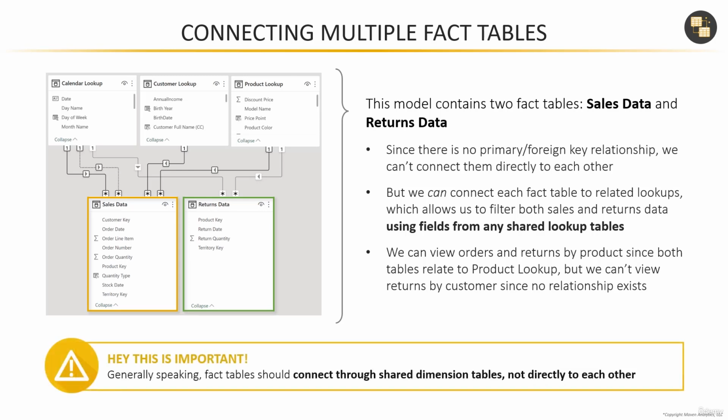But the key takeaway, the most important point, is that generally speaking, fact tables should connect through shared dimension tables, not directly to one another. So with that, let's jump into Power BI. Let's open up our AdventureWorks report. We're going to load in this returns data fact table and create the relationships that we need to connect it into our model.